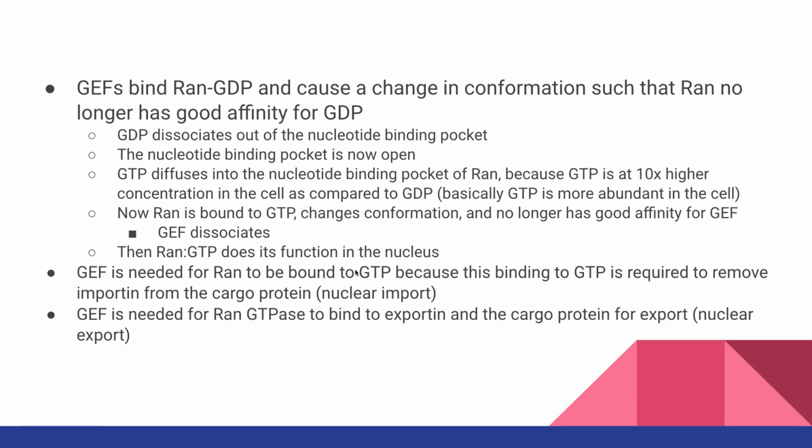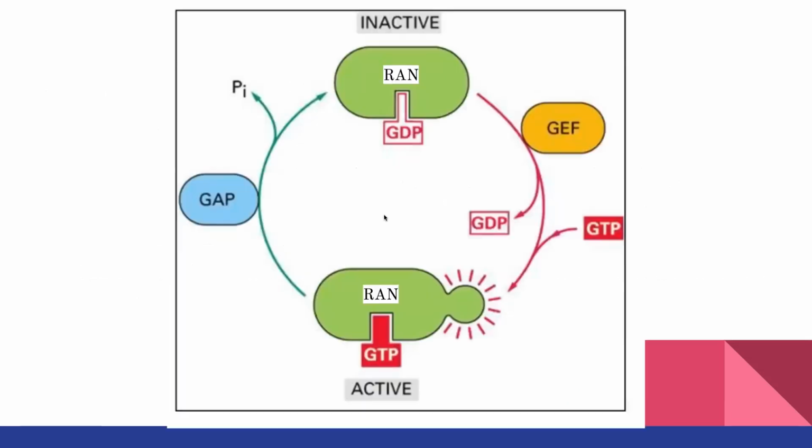Oh yeah, it says right here, GTP is at a 10 times higher concentration in the cell. And then once Ran's bound to GTP, it changes conformation, no longer has an affinity, and then the GEF dissociates. GEF is needed for Ran to be bound to GTP because this binding is required to remove importin from the cargo protein. And this is just a little diagram of that process.